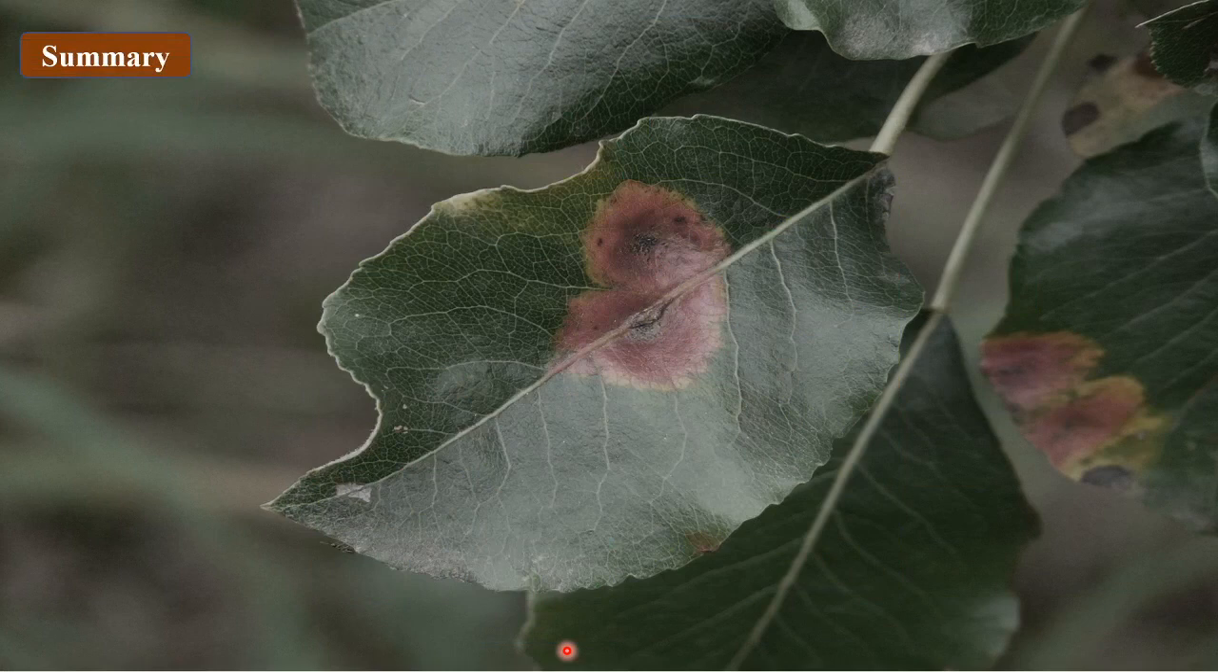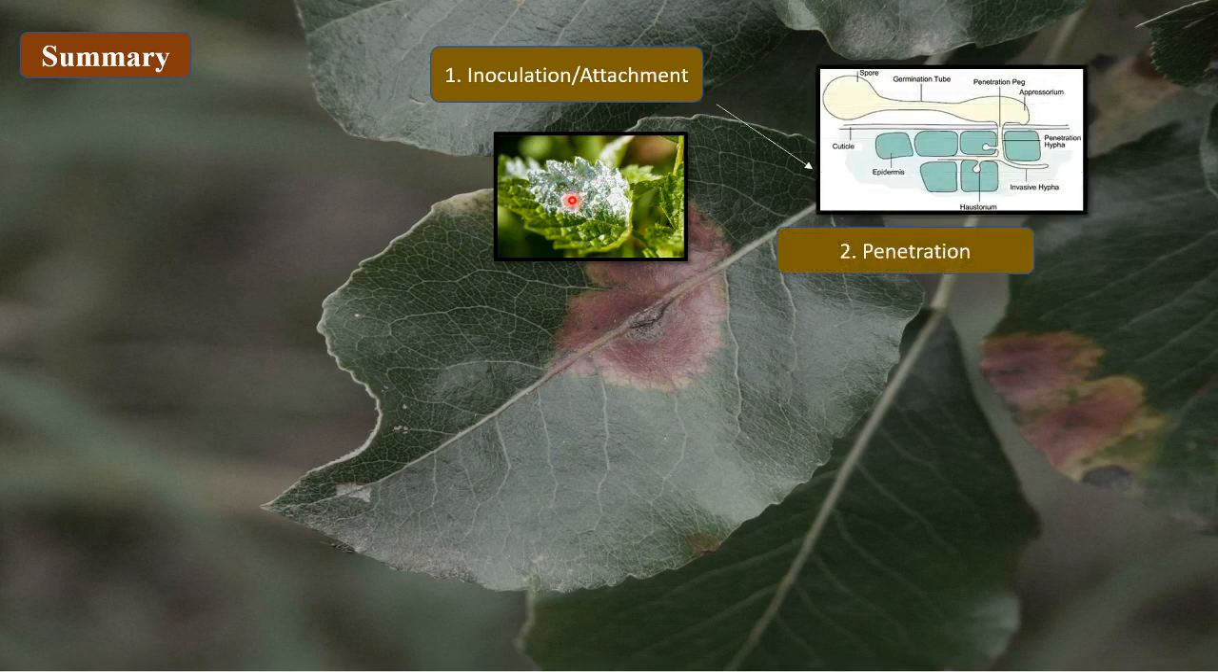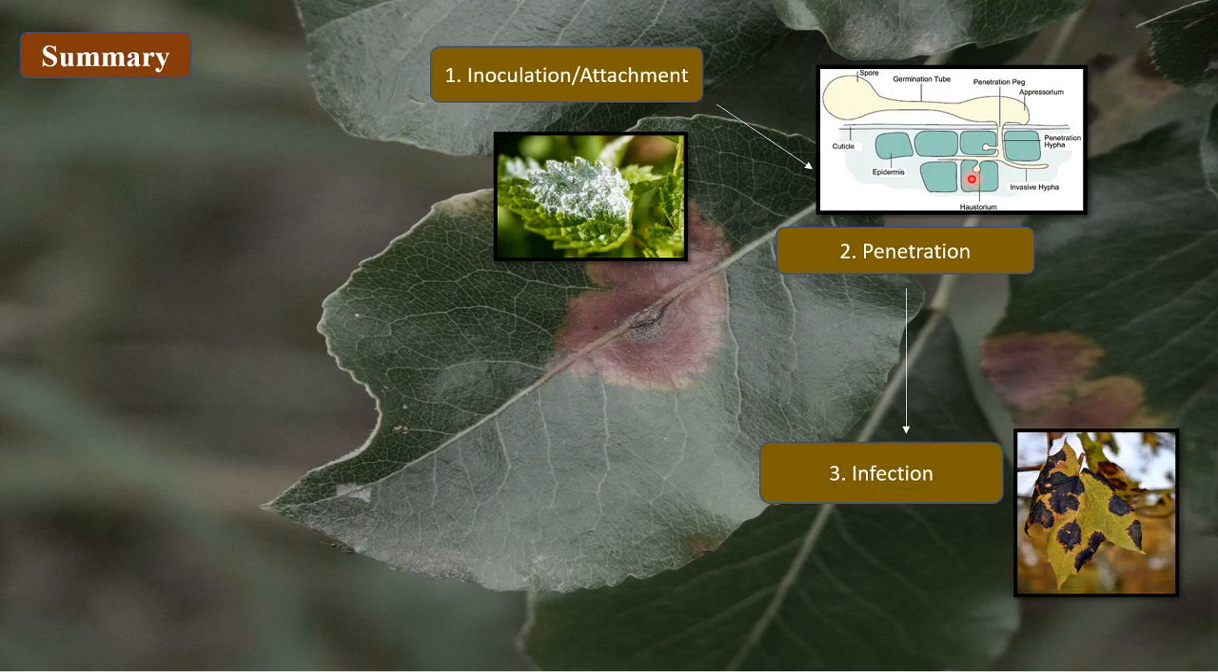Now we just take a brief look at the whole process. The first stage is inoculation. We can also call it attachment, where the inoculum comes and sits over the host. Second is penetration. This is direct penetration. It could be penetration by natural opening or by wounds. After the pathogen has penetrated, it will start the infection, and infection will lead to the appearance of symptoms.